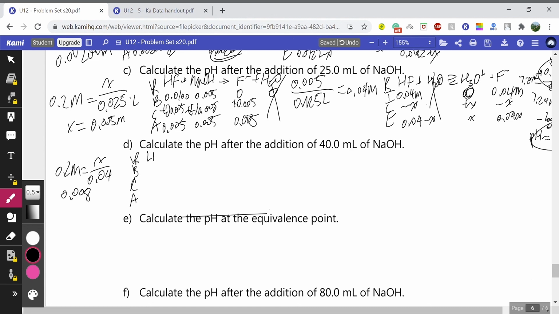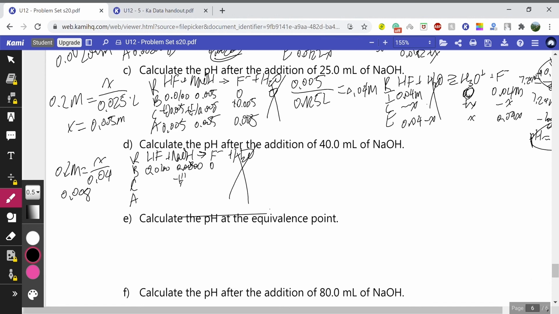RICE chart: HF plus NaOH makes F minus plus H2O. HF is 0.0100, NaOH is 0.00800. No, this is crossed out. This is going to be 0.01. Sorry, this one is the limiting reactant.